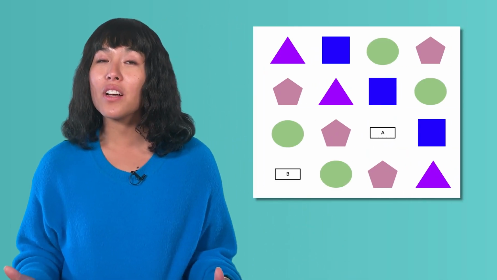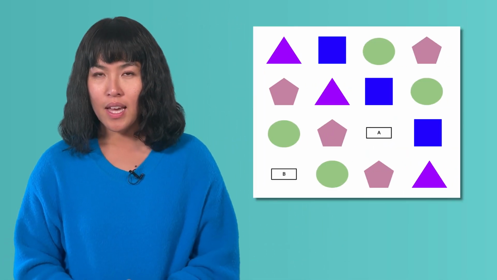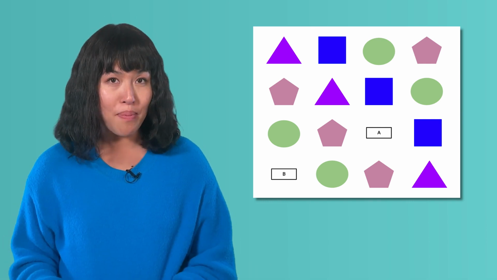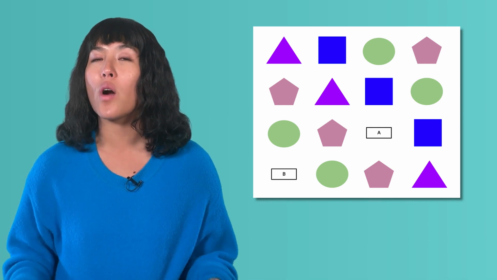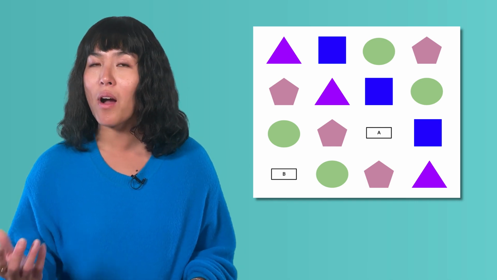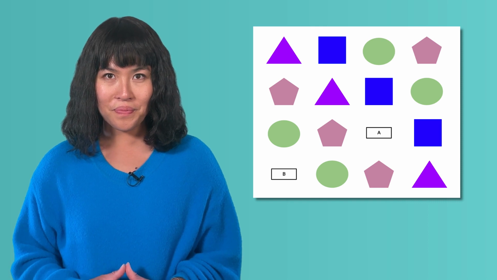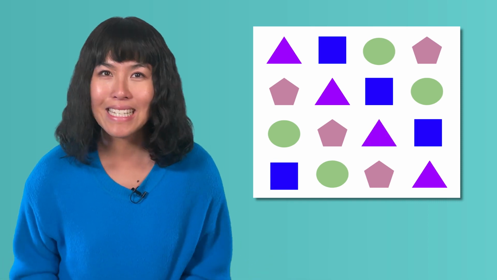I want you to take a look at this table of shapes to see if you can recognize a pattern. Once you see the pattern, I want you to try and figure out which shape is missing in box A and which shape is missing in box B. Here is the completed table.